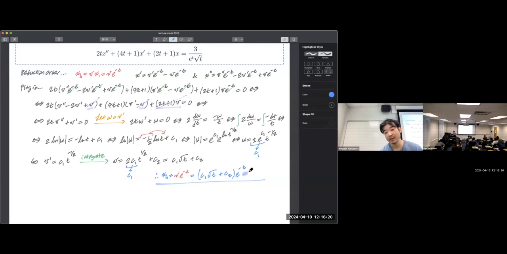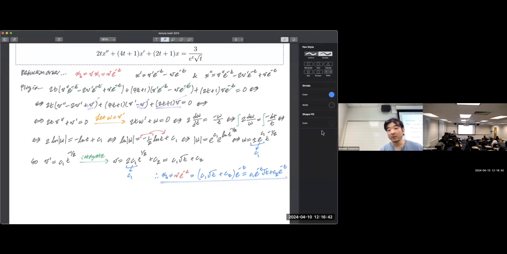So we'll just say this is the same as c1, or maybe I'll just write it in this order, c1 e to the negative t square root of t plus c2 e to the negative t. Okay, so those are your two homogeneous solutions.